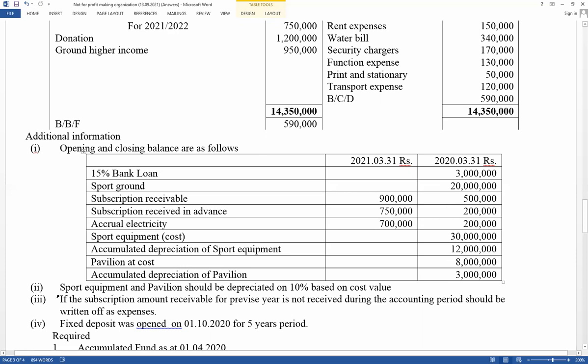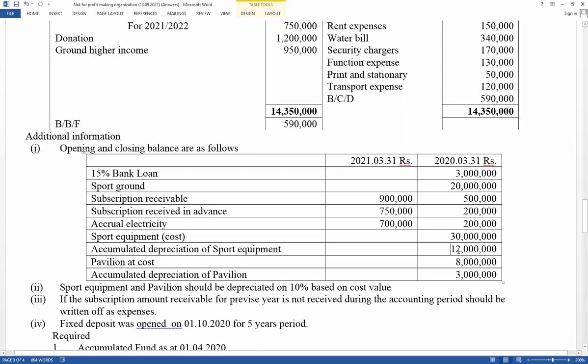Additional second one, sport equipment and pavilion should be depreciated at 10% based on cost value. It is relevant for the annual depreciation calculation. Think annual depreciation should be considered as expense also, as well as accumulated depreciation closing balance should be included in the financial position.